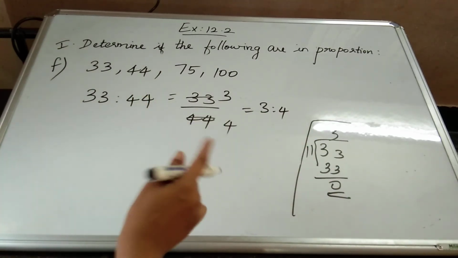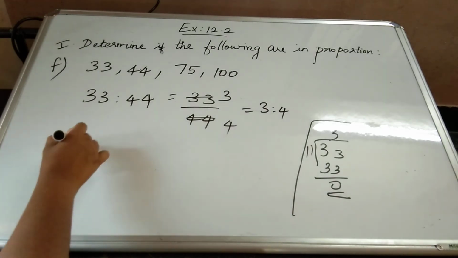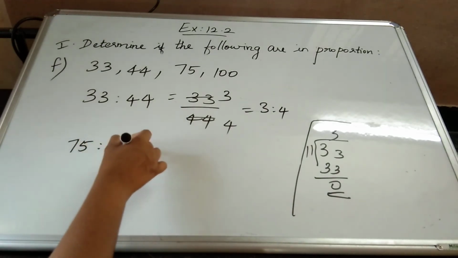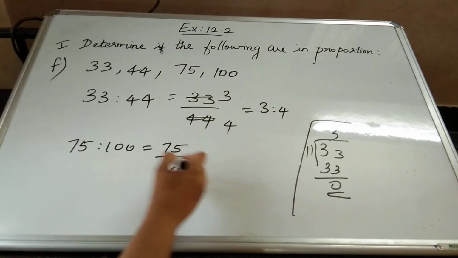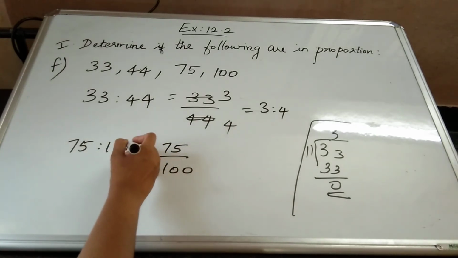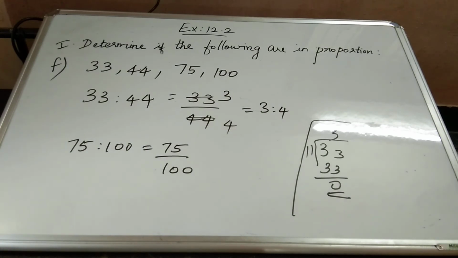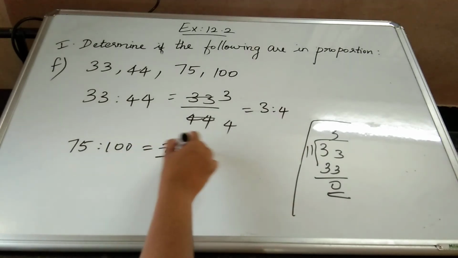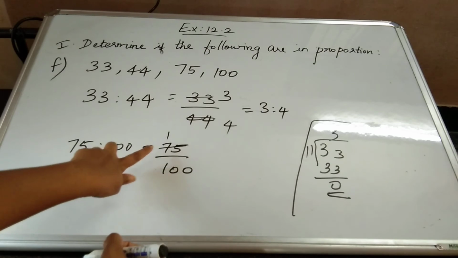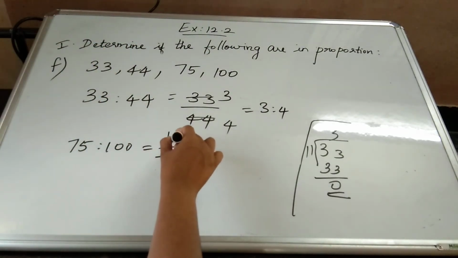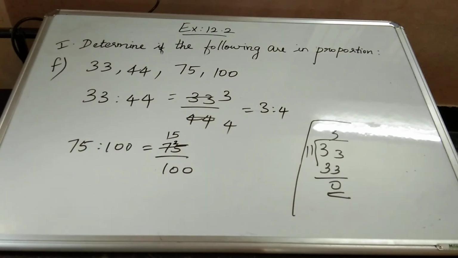Next one, 75 and 100. Okay, so 75 is to 100. So that is equal to 75 divided by 100. Okay, now 75 and 100. Which table can we take? Can we take 5 table? Yes. So 5 ones are 5. What is remaining? 7 here, no? So 2 is remaining. So this number is 25 now. 5 5s are 25. Clear?